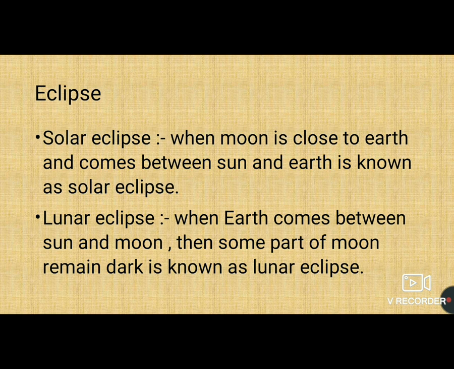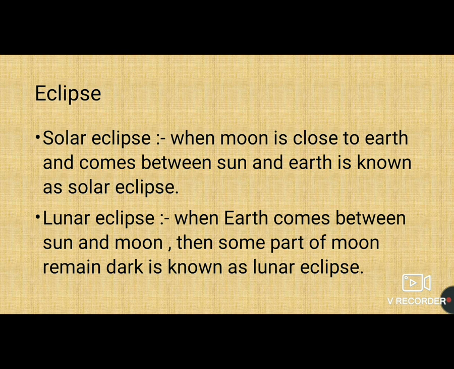This dark part falls on the part of the earth which is showing the solar eclipse. As the moon is very small as compared to the sun, it cannot cover the whole sun. Thus, a solar eclipse cannot be seen all over the world. A solar eclipse occurs on a no moon day. Remember this, it occurs on a no moon day and it cannot cover the whole earth.